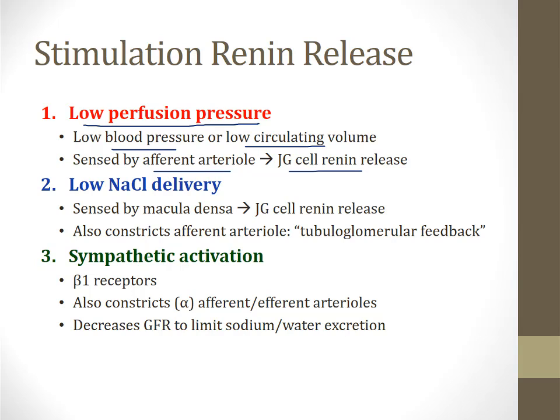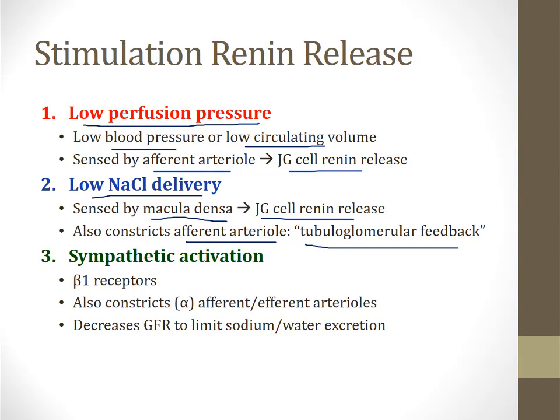The second stimulus for renin release is low sodium chloride delivery. Anytime there is a fall in perfusion to the kidneys, less sodium chloride is delivered to the macula densa. The macula densa senses this, and it can trigger the JG cells to release renin. Now, just an aside, in the first renal physiology video I talked about tubuloglomerular feedback. This is a mechanism by which the macula densa can constrict the afferent arterioles to maintain the glomerular filtration rate. That is a second job of the macula densa. Its other job is to trigger renin release.